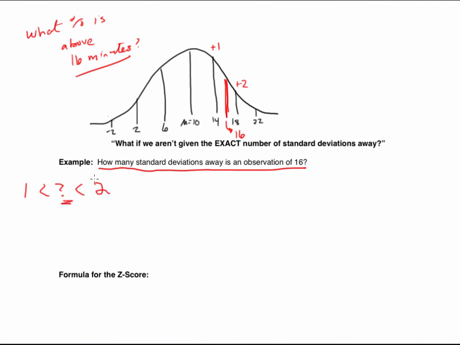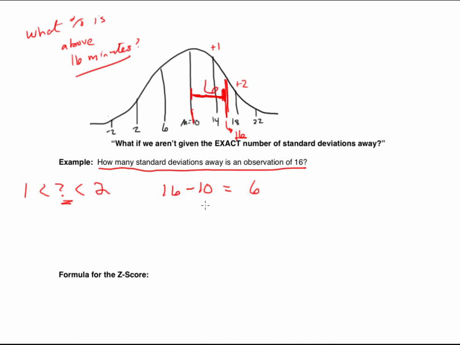Now let's think about this. In order to find the number of standard deviations, what I need to consider is the total distance between my mean and my observation. So how far is 16 from my mean of 10? If I take 16 and subtract 10, I get a value of 6. My observation is 6 away from 10.